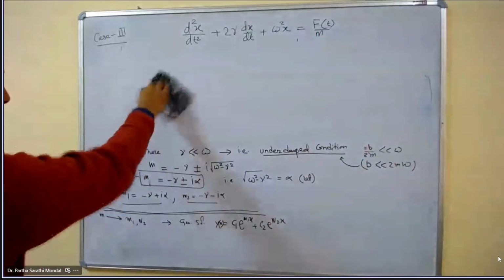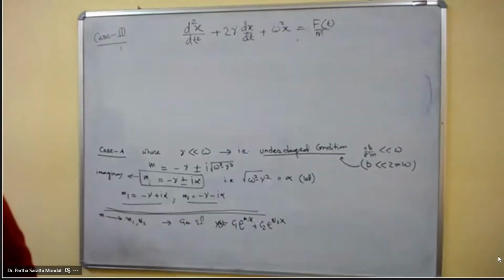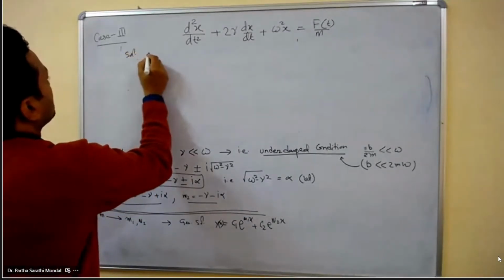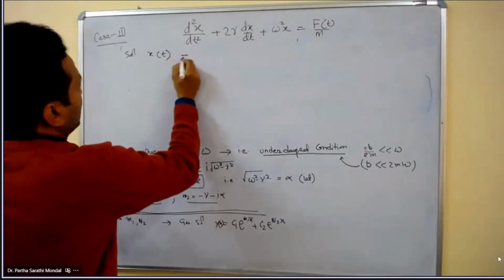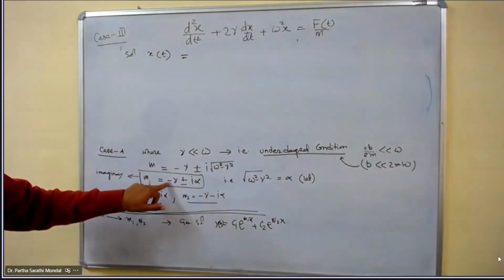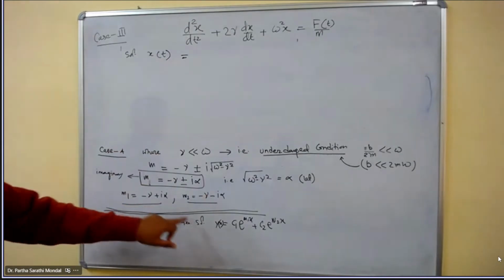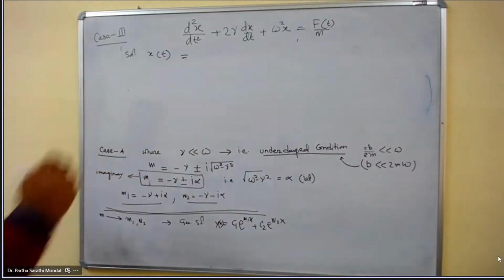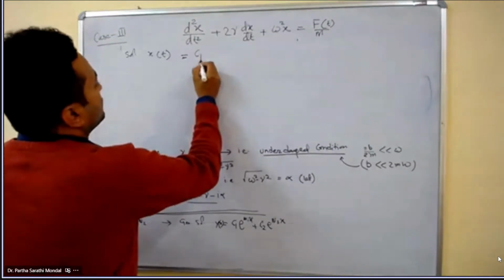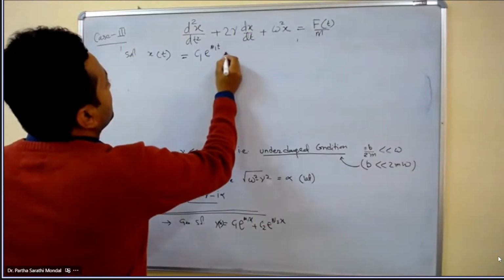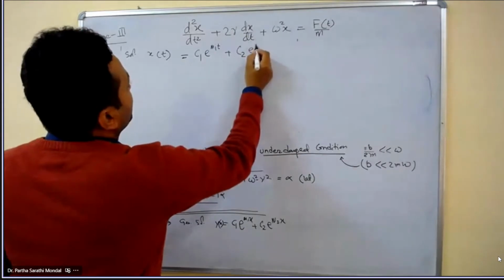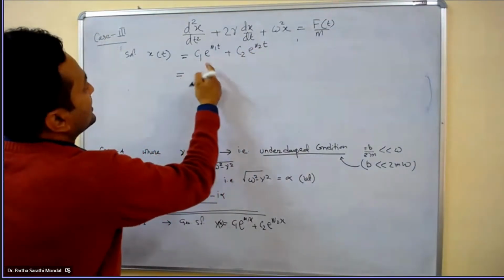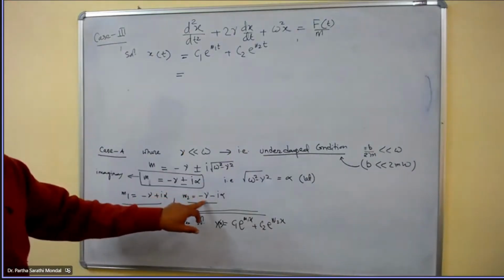So if I put it here, your solution will be x(t). Look, e to the power minus gamma is in both the solutions you have. So now you can take e to the power minus... let me write down: c1 e to the power m1 t plus c2 e to the power m2 t. Now if we put the value, m1 means what? Minus gamma. m2 is also minus gamma.